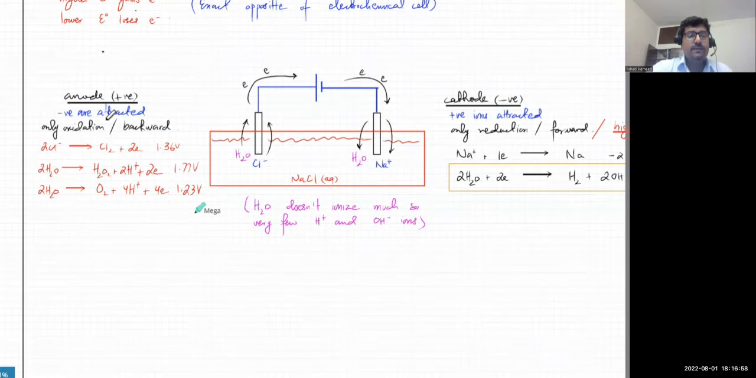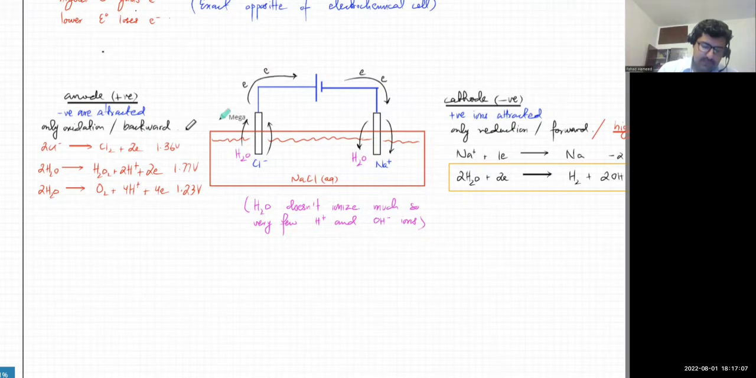Achha, so who gets oxidized, who loses electrons? The one that has the lowest E naught. So यहाँ पे जो आप select करोगे ना, that's going to be the one that has the lowest E naught. That has the greatest tendency to lose electrons. The one that has the lowest E naught is the 1.23 volt equation over here.